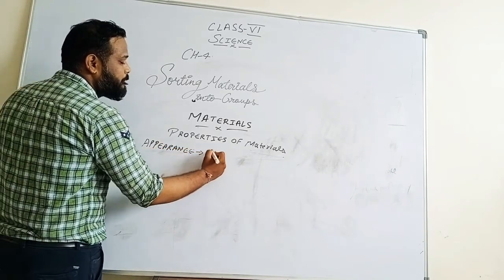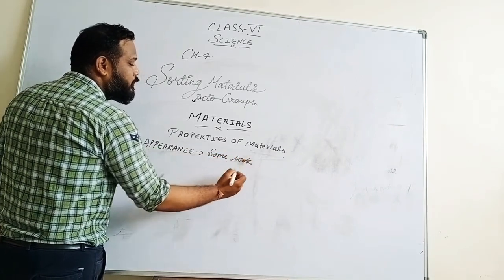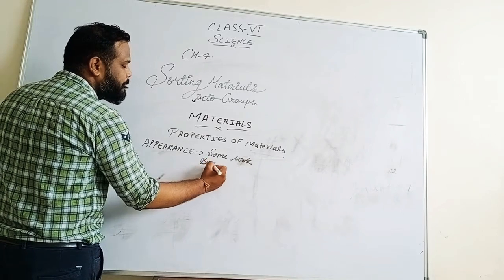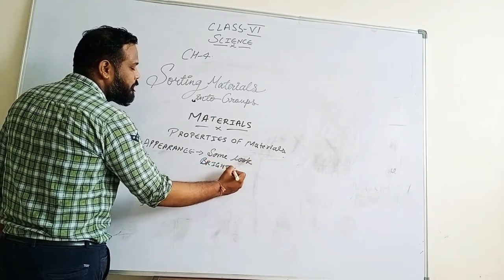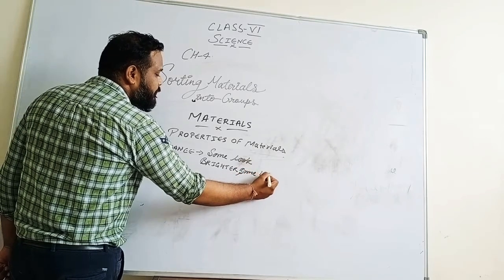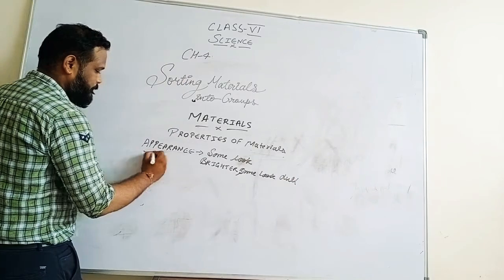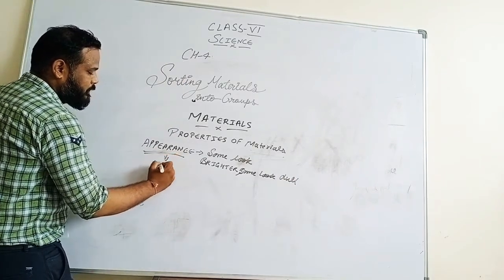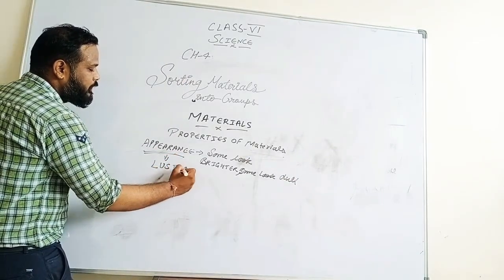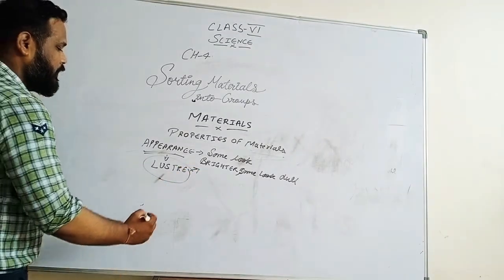idea what appearance is. See, some look bright and some look dull. Some look brighter and some look dull. Now, if you know the meaning of brighter and dull, you may come to know that luster is also another synonym of shine.